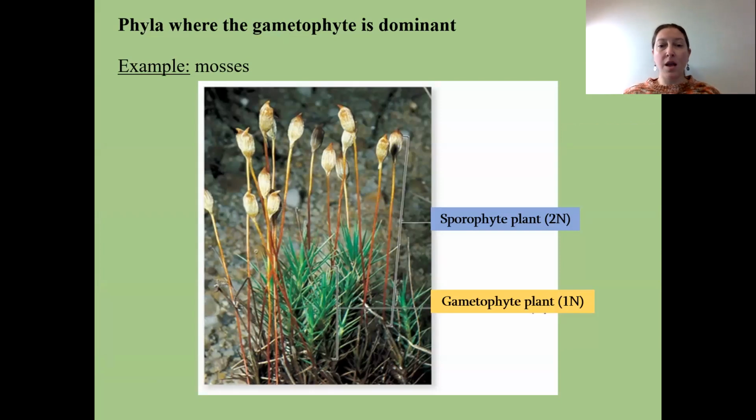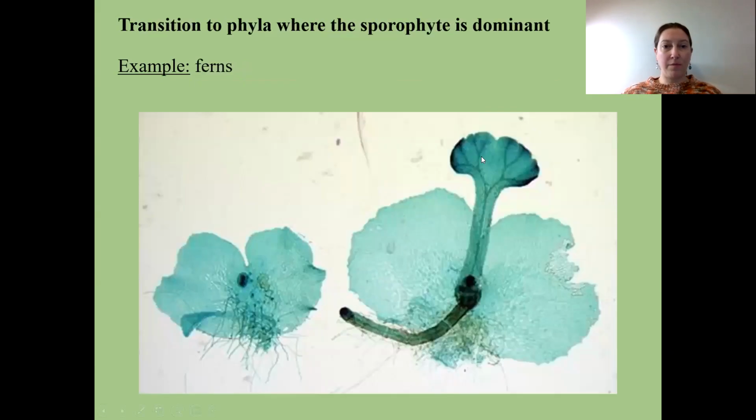The sporophyte plant on moss barely even looks like anything, barely even looks like a plant. Most of the time it's like this little stick and then this little thing on top, and that's it. That doesn't look like a plant. That looks almost like a mushroom, right? So the green fluffy part is the gametophyte plant, and that's the dominant generation.